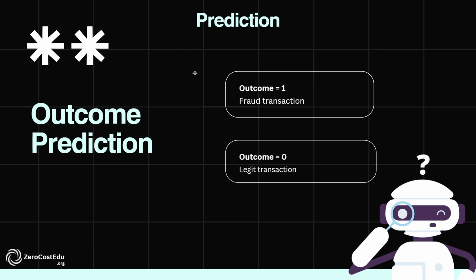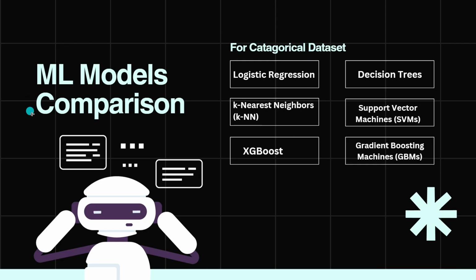So here I have the outcome prediction that I'm going to predict using our machine learning model. Here, if the result comes as 1, it means the transaction is fraud. But if it is coming as 0, we can decide that the transaction is legit. So after that, we have the ML model comparison.